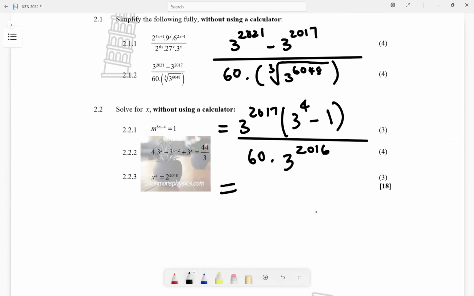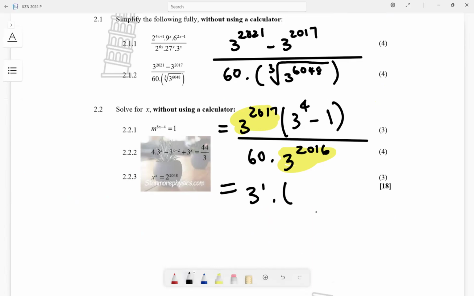So now, how can I evaluate that? Can you see this one and this one? They can almost cancel, but in this case, we have a to the power of 2 divided by a to the power of 1, and we say a to the power of 2 minus 1. So we can apply that here. When I say 3 to the power of 2017 divided by 3 to the power of 2016, it gives me 3 to the power of 1, multiplied by this one, 3 to the power of 4. 3 to the power of 4, how much is it?